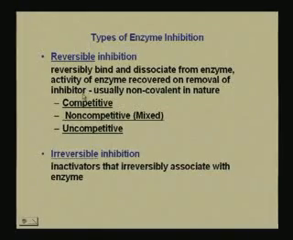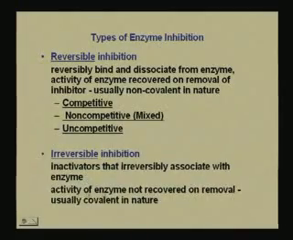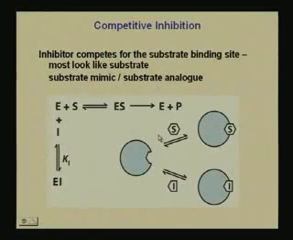Once the inhibitor is removed, because you have a loose association, the activity of the enzyme is recovered. But in the case of irreversible inhibition, you have inactivators that irreversibly associate with the enzyme, and the activity of the enzyme is not recovered on removal. It is usually covalent in nature. So these are the two main types, reversible and irreversible, and under reversible inhibition we have competitive, non-competitive and uncompetitive. What is competitive inhibition?